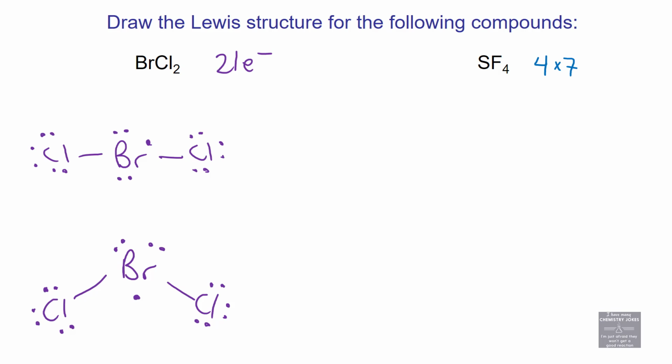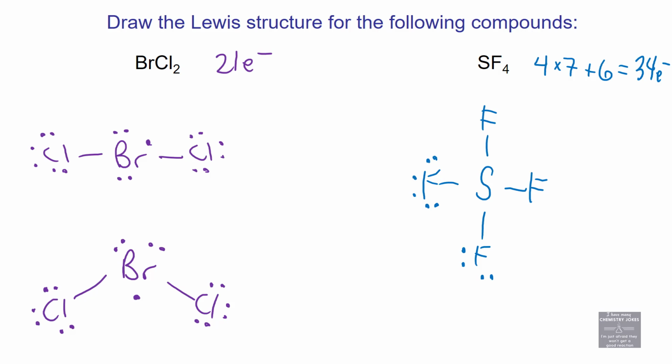4 times 7 plus 6 more. I need math. If I did it right, it's 34 electrons. Least electronegative in the center. All the F's around the outside, round the outside, round the outside. Fill up the octets of everybody. And then count how many you've used. 2, 4, 6, 8, 10, 12, 14, 16, 18, 20, 22, 24, 26, 28, 30, 32. I've got 2 more. When I've got 2 leftovers, put them on the central atom.